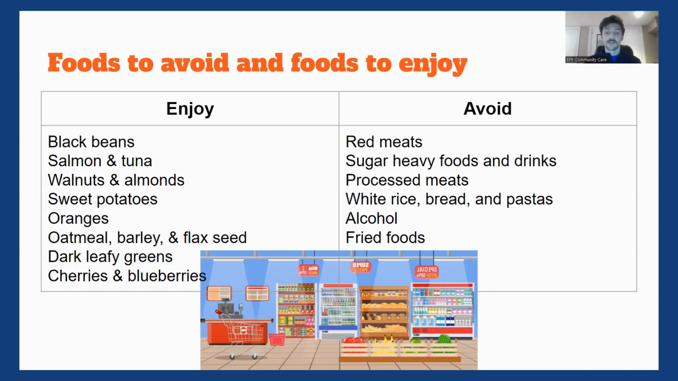In contrast, there's things like red meats. While these are a great source of protein, they often do have fat, and they aren't the easiest fat for our body to digest. So this will be the fat that is turning into the plaque lining our arteries and veins. There's also things like sugar-heavy foods and drinks, and white rice, bread, and pastas.